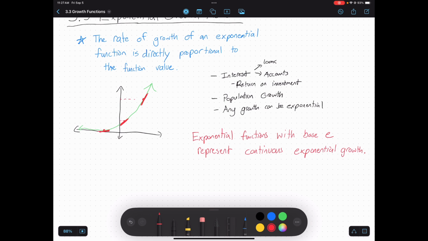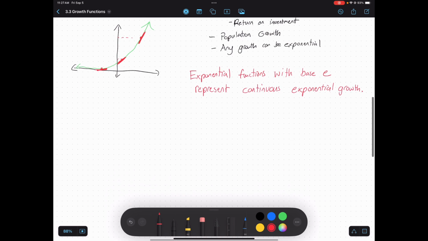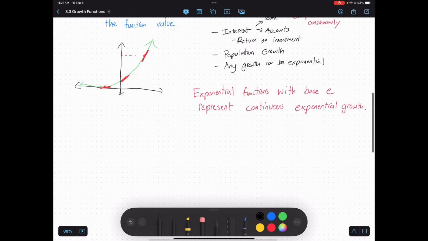When we think about finances, this can happen when you have interest that's compounded continuously. Maybe you've heard of that before. But if it's compounding continuously, you can use base e. So with all the examples in this section, we're going to be using base e, which means all of these exponential functions can really be written in the same form.